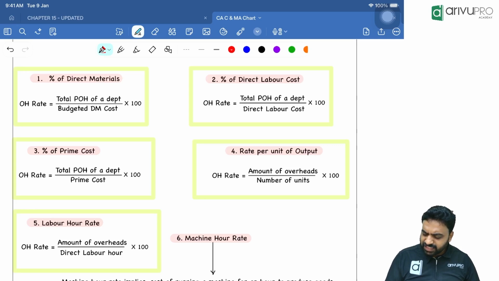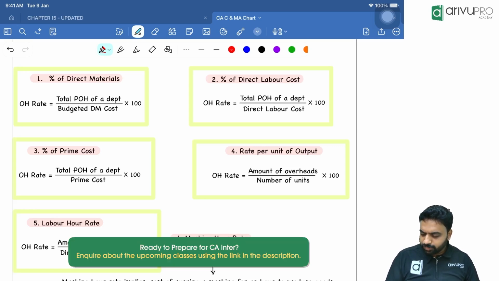Sir, overheads PDF, it's already uploaded, no, in Drive? Oh, it's not yet uploaded. Give me a second. Anyhow, by the time we start the sum, you will get it. I've shared, you will get it in a while, okay? We'll proceed, guys.